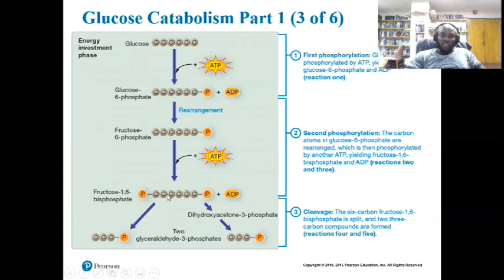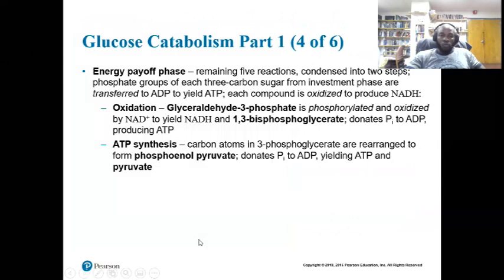Use another ATP at another phosphorus group, and then you split the glucose. Then you have the energy payoff phase, oxidation. Right, so glyceraldehyde 3-phosphate is phosphorylated and oxidized by NAD to yield NADH.